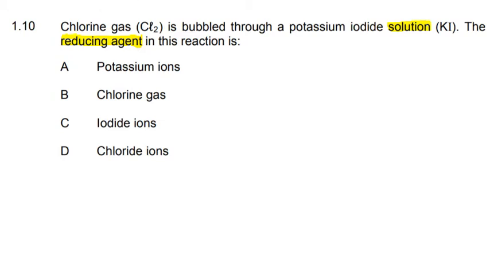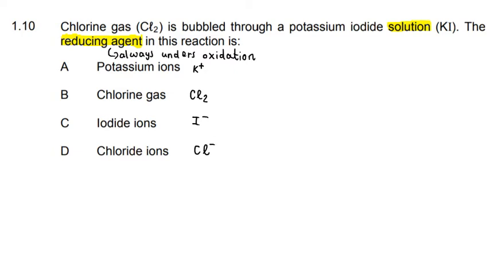Now just quickly draw from your theory: the reducing agent always undergoes oxidation. It doesn't matter whether you are looking at a galvanic cell or an electrolytic cell, the reducing agent always undergoes oxidation. Our options are either potassium ions, the chlorine gas itself, the iodine ions, or the chloride ions.